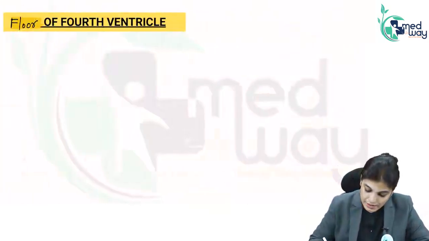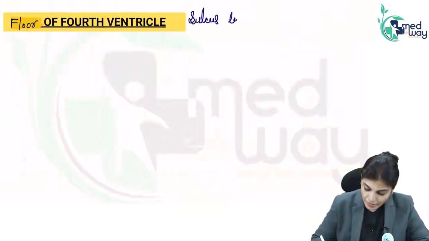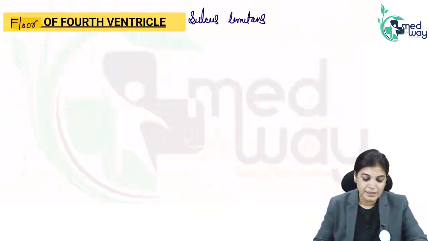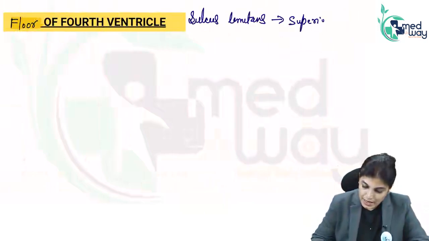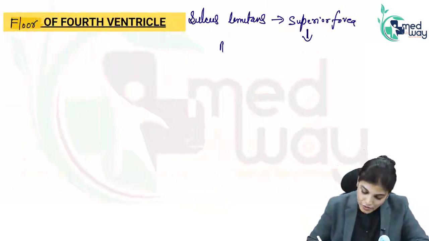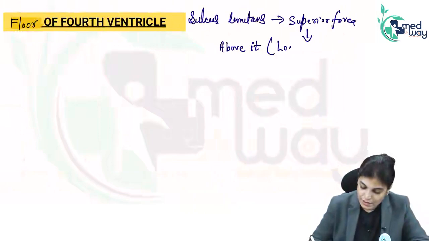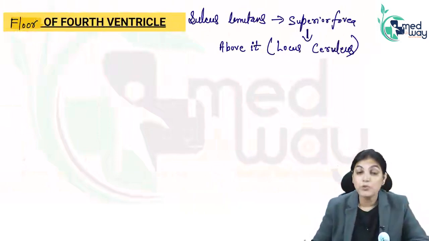If I talk about sulcus limitans, it has a widened triangular area above, which forms the superior fovea. And just above the superior fovea, there is a bluish gray area. Above it lies the locus coeruleus structure, and this is bluish gray in area.